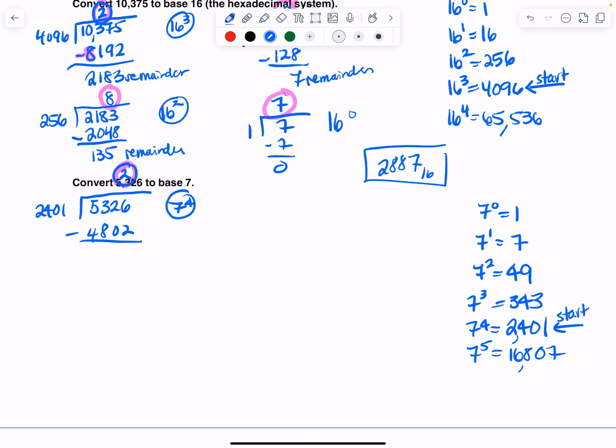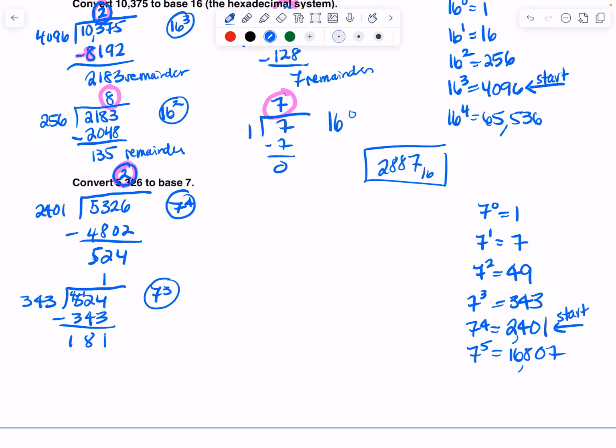So 524 is going to go down to the next base system down. Since we started out with 7 to the 4th, I have to dip down to 7 to the 3rd. So 524 is going to get divided by 7 to the 3rd, which is 343. Now 343 goes into 524 once. So 181 is what I have left. So this is my remainder. The remainder goes under the division sign, and I'm going to dip down to 7 squared, which is 49.